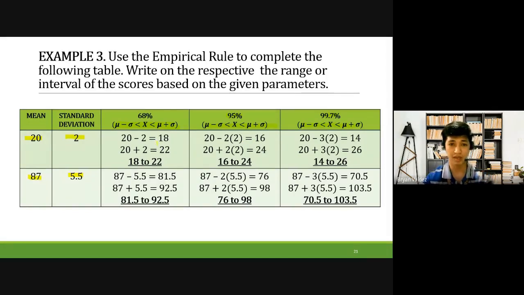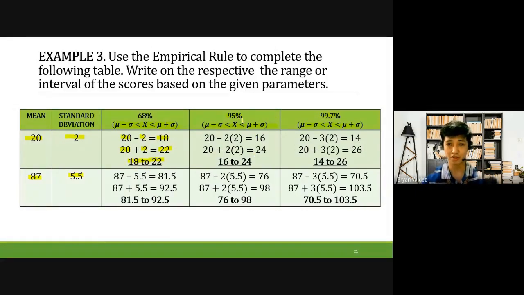So, di ba, para makuha yung 68% or one standard deviation away, so get the mean, so 20 minus the standard deviation, that is equivalent to 18. So, that's for the left side. And then for the right side, so 20, which is the mean, plus 2. Again, the 2 is the standard deviation, that is equal to 22, so meaning 18 to 22. That is the range, okay?